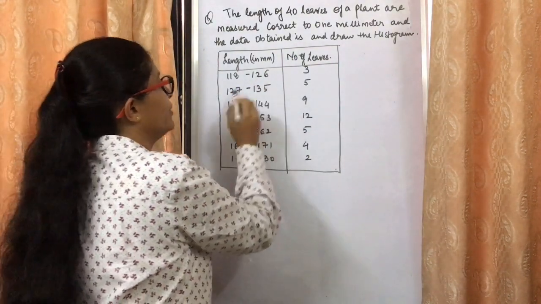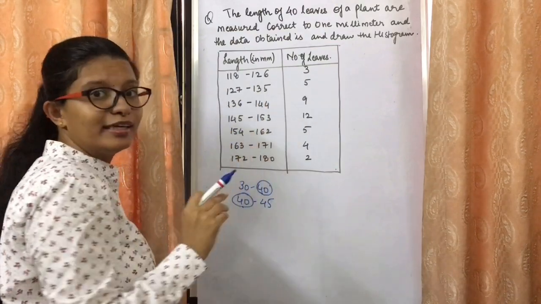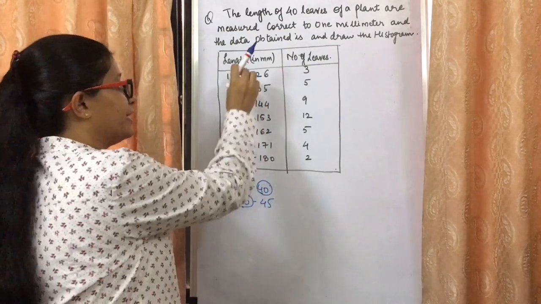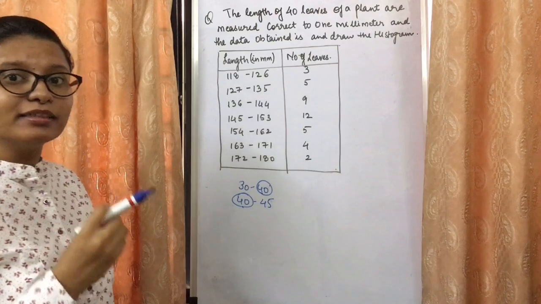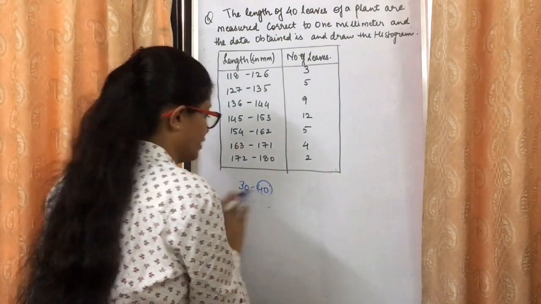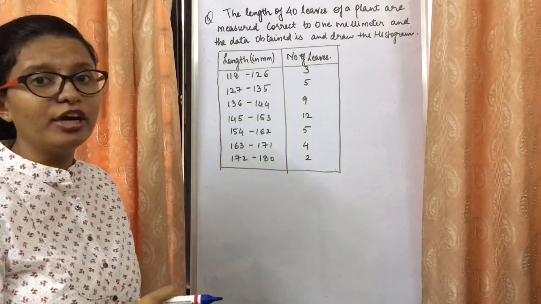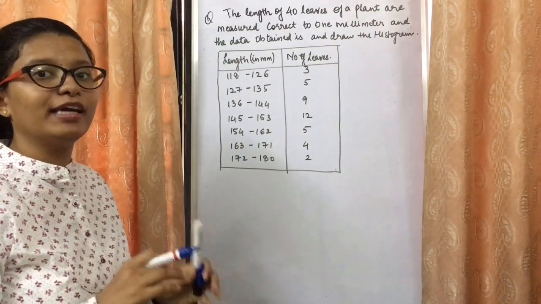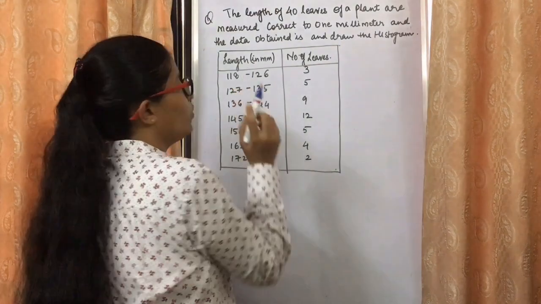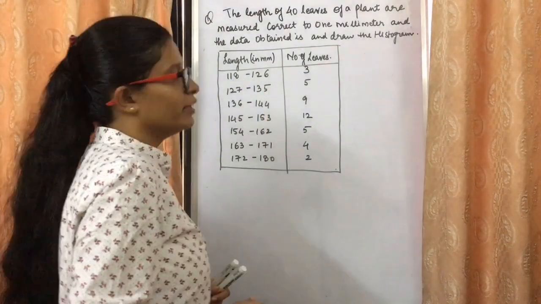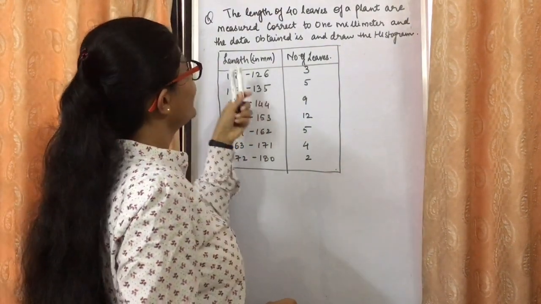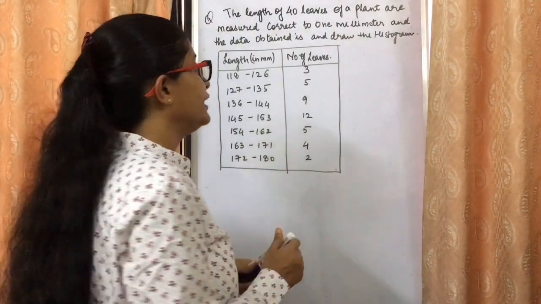Now what we need to do is make the data continuous first. So how will we make the data continuous? That is the main question. We need to make the data continuous, then only can we plot the histogram for the given data. Let's see how we make the class intervals continuous.